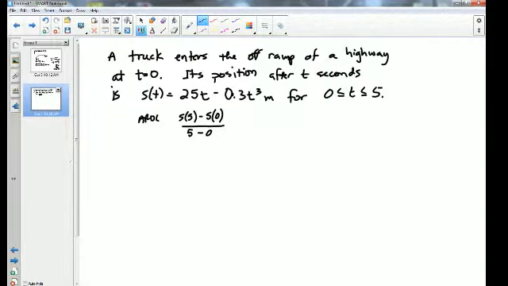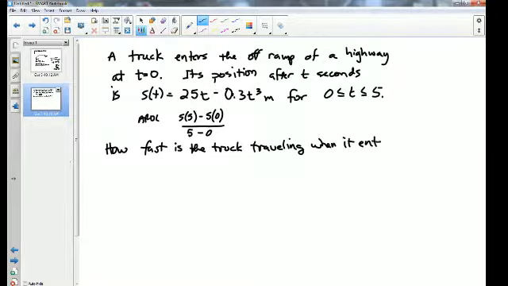The questions we usually get from these are something like, how fast is the truck traveling when it enters the off-ramp? I don't know. Yes, you do actually. Just plug in 0, right?